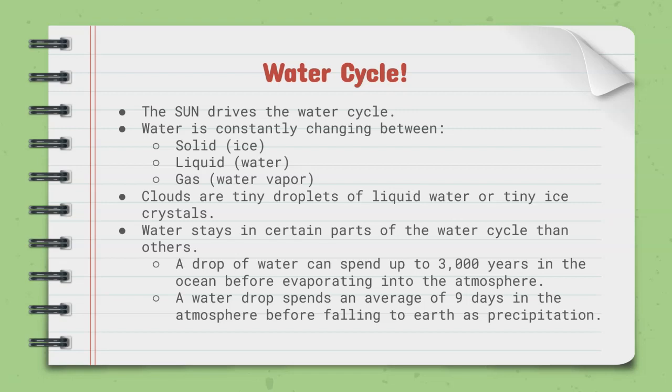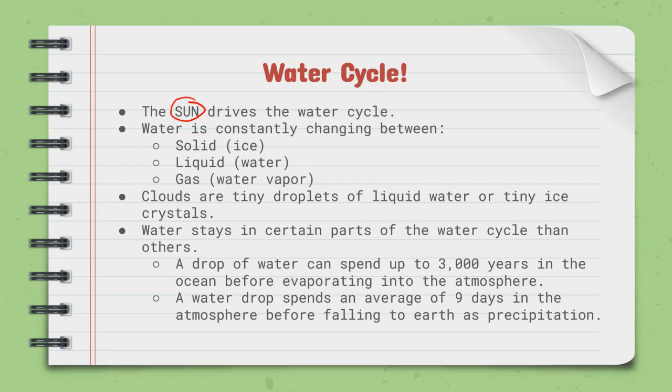What is the driving force of the water cycle? That would be the sun. That is an extremely important concept to understand. The sun is what makes the water cycle go. Its energy is the driver. In the water cycle, water's constantly changing between three forms: solid, liquid, and gas, or ice, water, and water vapor.